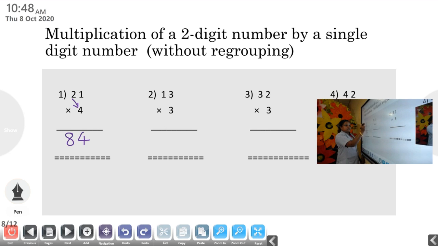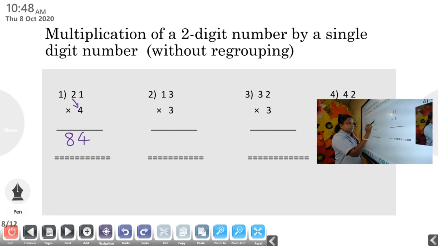Okay. First multiply the ones place by 4. That is 1 into 4 is 4. 4 in the ones column. Then multiply tens place by 4. Here the tens place is 2. 2 into 4 is 8. 8 in the tens column. Okay. Then next 13 into 3.